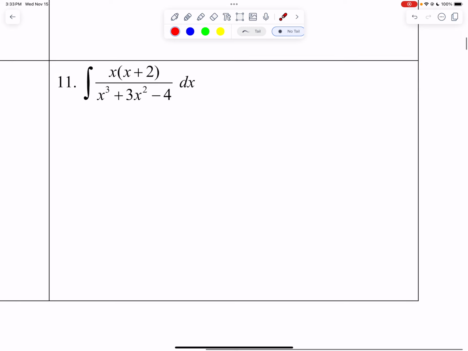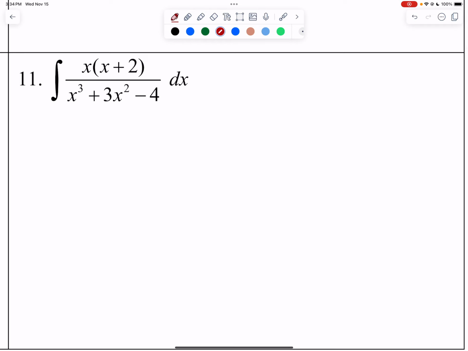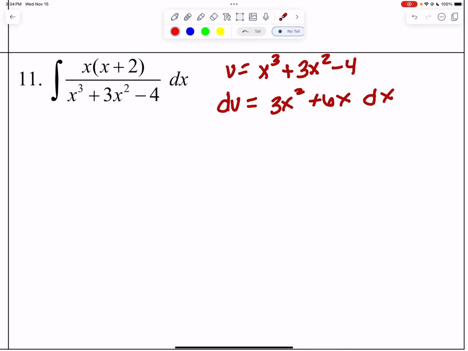All right, so for number 11, the first thing that we want to do is check if we could use u substitution. And if we can, then that's great, because then it's going to be a little bit easier for us to work with. Whenever you have a fraction right here, always choose your u to be your denominator. Most of the time, it is going to be the denominator. Whenever you choose u as your denominator, I get u to be x cubed plus 3x squared minus 4, which means that du is going to be 3x squared plus 6x dx.